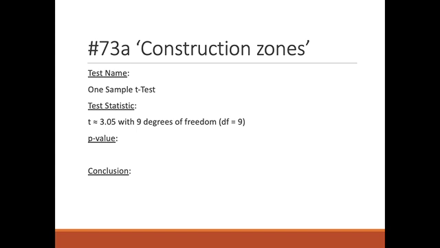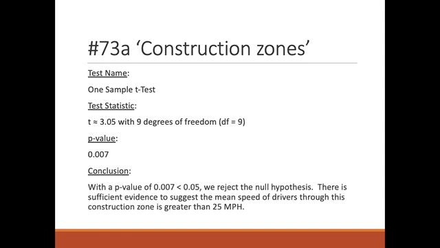Again, using your graphing calculator, the p-value is 0.007. The conclusion we would get with this p-value, which is well less than 5%, is that this is an unlikely outcome, so we do reject the null hypothesis. There is sufficient evidence to suggest that the mean speed of drivers through this construction zone really is greater than 25 miles per hour. So we have rejected the null hypothesis, believing that, in fact, the alternative may be true. We think we have evidence that the alternative is true.